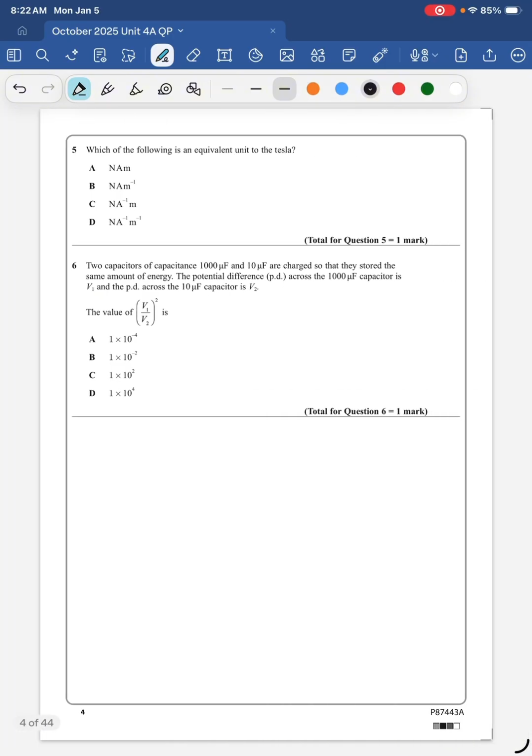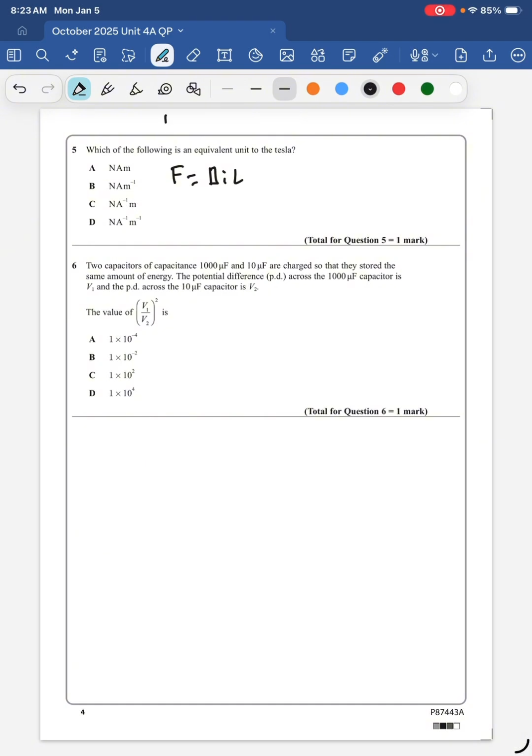Yes, okay, there is nothing else I want to say here. Let's move to question 5. Which of the following is an equivalent unit to the Tesla? In all of these answers, there is the unit of Newton, amperes, and meters. So we have to immediately think of the equation F_B = BIL.